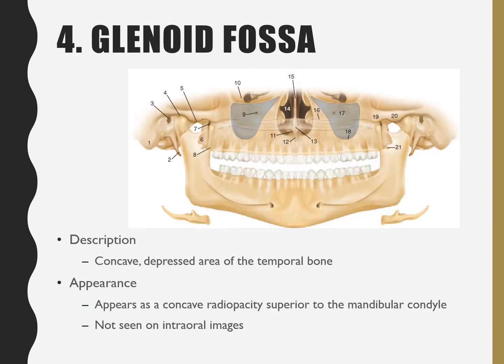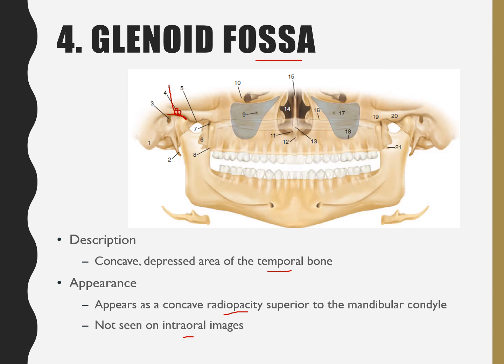The glenoid fossa. This is a very important little fossa, all right? It's number 4. It's right here. This area, this concavity right here, it's a fossa, right? Which means it's a depression in bone. It's a concave, depressed area of the temporal bone. It appears as a concave radiopacity superior to the mandibular condyle. It's not seen on intraoral radiographs, only on a panoramic like this one, or maybe a cephalometric external.